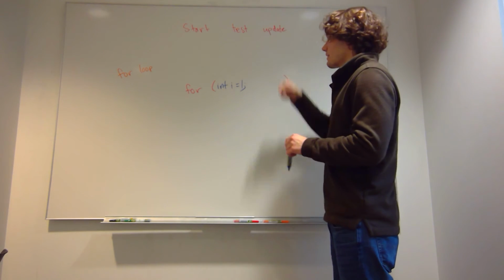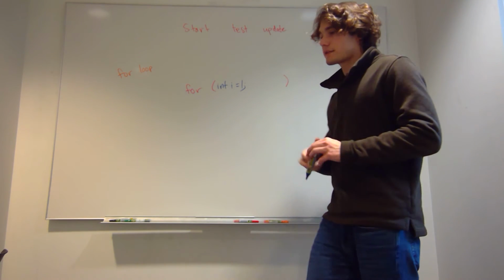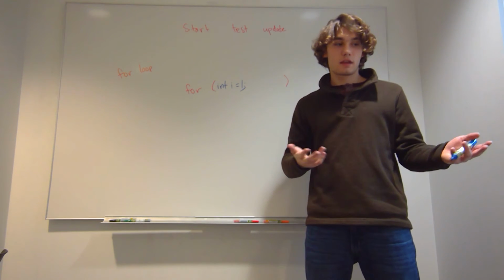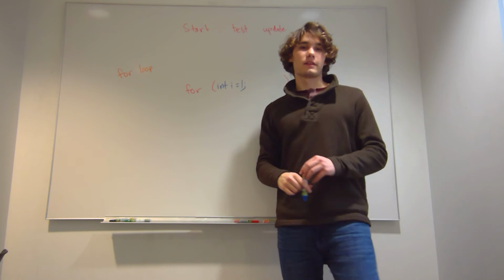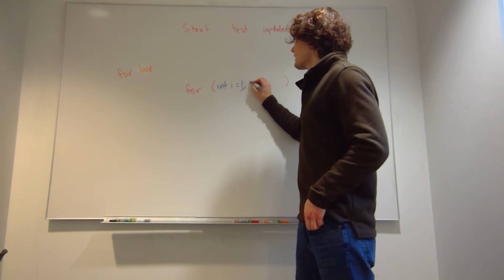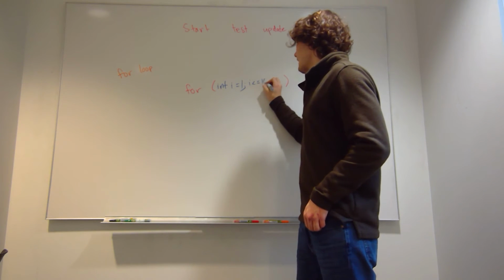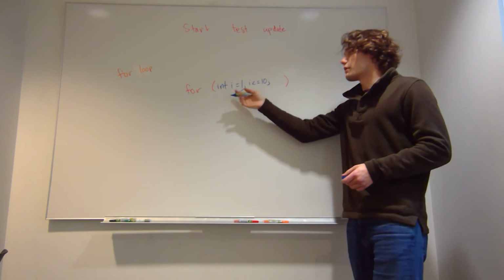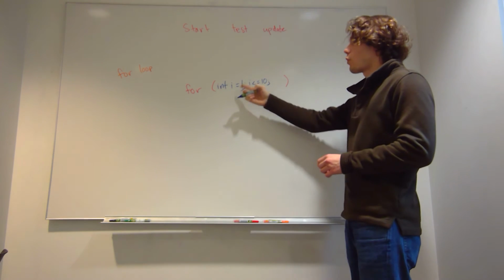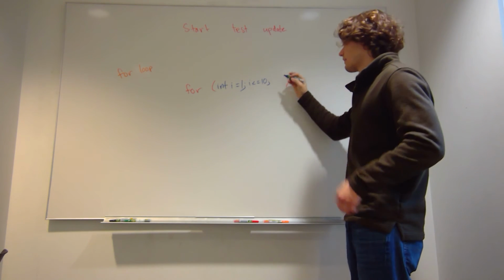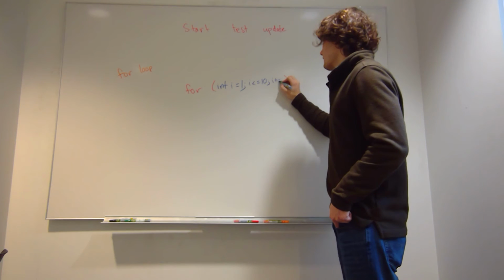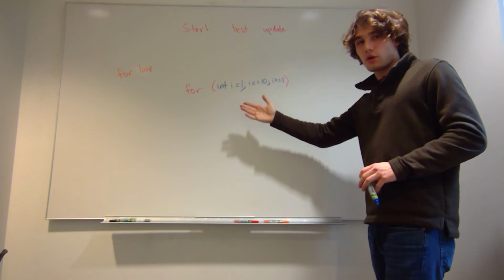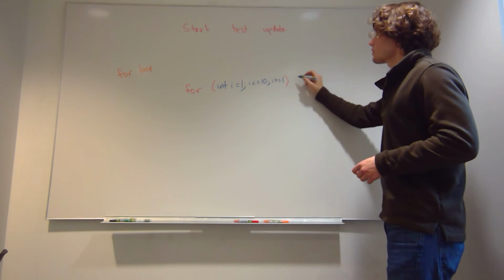Now, the second part will be the test. If we want 1 through 10, then every number that's less than or equal to 10 is valid, right? 11 will not be valid. So we'll say here, I is less than or equal to 10. And finally, we want to update I to go through every single sequence. Now, if we want to go from 1 to 2 to 3, right, the difference of 1, so we'll say I plus equals 1.